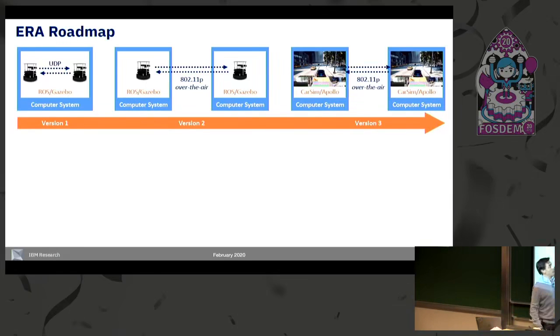So the current version of ERA is version 2, available on GitHub, as I said, the one that supports this two-computer setup. We are going into version 3 of ERA, where we will replace Gazebo with a more realistic automotive simulator or emulator, like, for example, CarSim or Carla. This is something we are trying to decide, right?